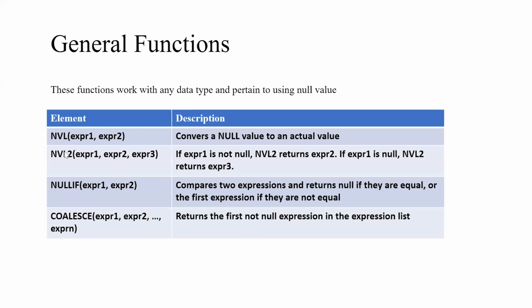Next, we have NVL2, which takes three arguments. Expression 1 will be checked. If expression 1 is not null, then expression 2 is returned. But if expression 1 is null, then expression 3 is printed. So NVL2 is like a check. If this is not null, then this is printed. If it's null, then this is printed.